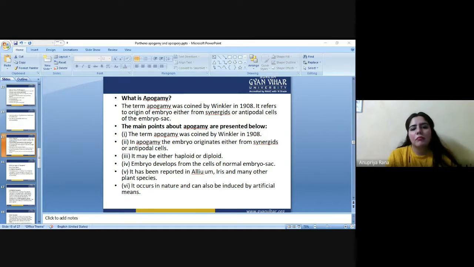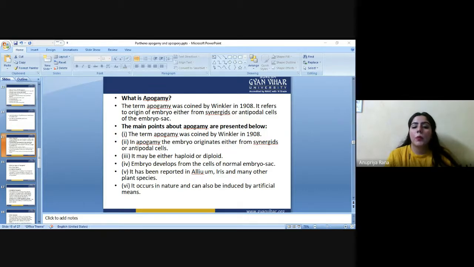If we see some main points about it, it may be haploid or diploid, the same as parthenogenesis. The embryo develops from a cell of the normal embryo sac. There is no other kind of embryo sac formed in apogamy. The use of the words normal embryo sac will be clear to you when we study apospory.